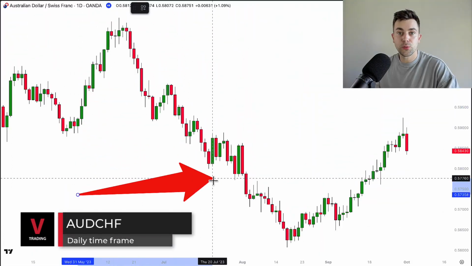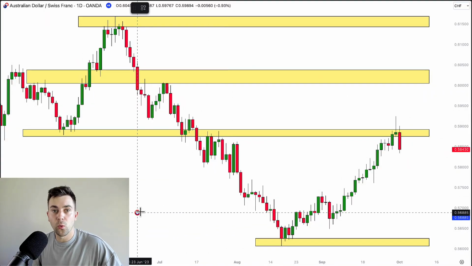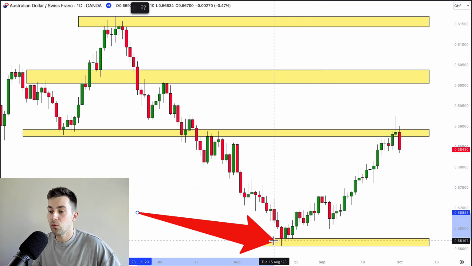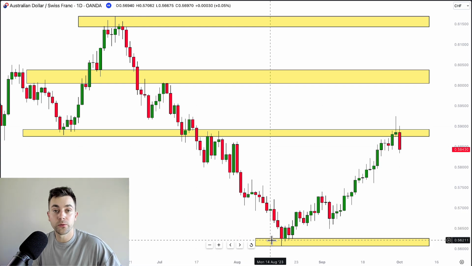Take a look at Aussie Swiss pair. We can spot that on a daily time frame, the pair is trading in a strong bearish trend. And here's our structure analysis for Aussie Swiss on a daily. You can see that here we have multiple horizontal resistances and a horizontal support based on a current structure low.